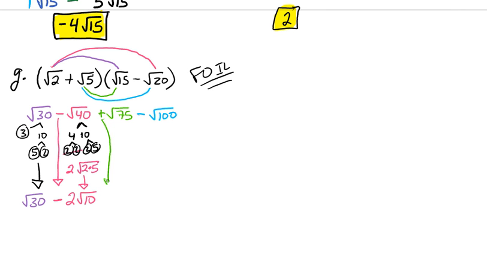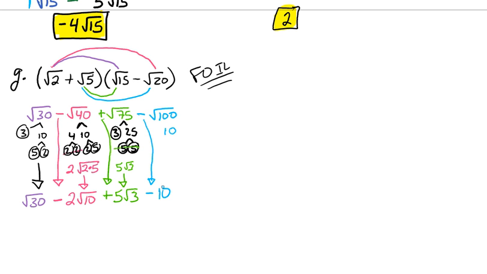Then we're going to bring down our plus sign, and we're going to break apart our 75. So 75 is like 3 times 25. 25 is 5 and 5, which is a pair of 5's. So we have 5 radical 3. So we'll bring down our 5 radical 3. Then we'll bring down our minus sign, and the square root of 100 is 10. So we'll do a minus 10 there.